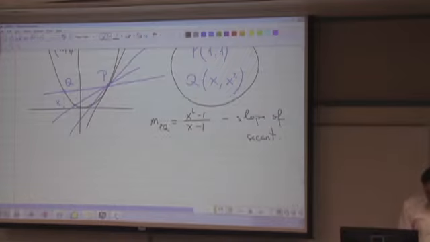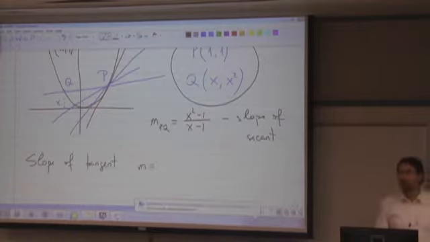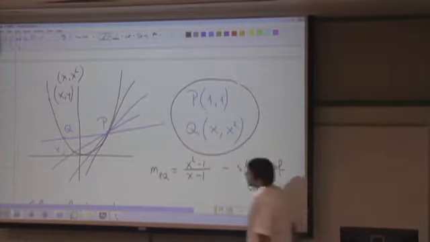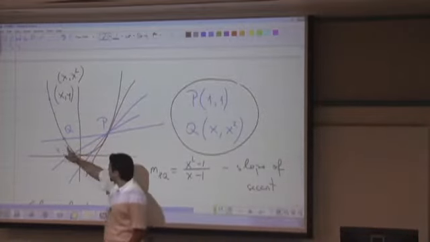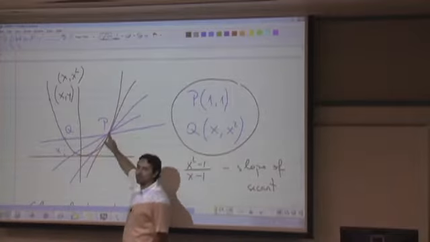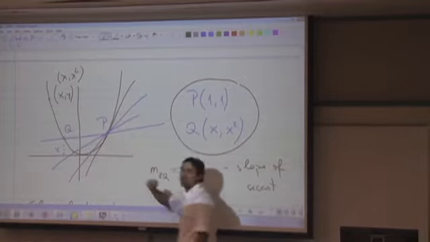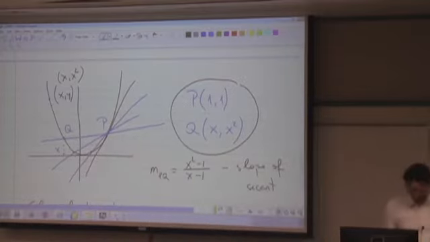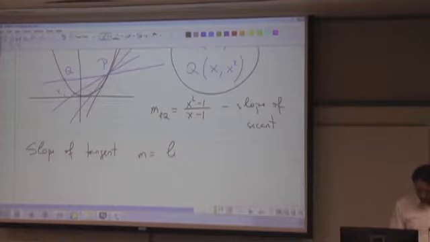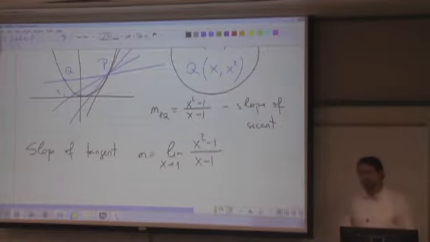So then what would you guess the slope of the tangent to be? Keep in mind, the goal is to travel this line up until I get as close as I can to P, right? Traveling on this line surely looks like the limit as x goes to 1 of x squared minus 1 divided by x minus 1. Does that make sense?